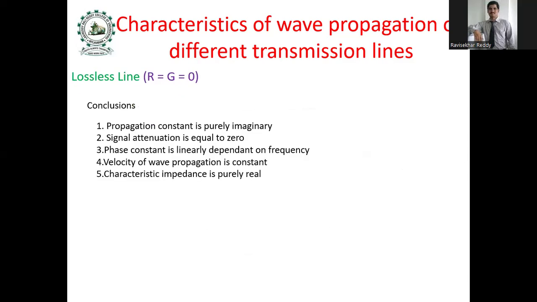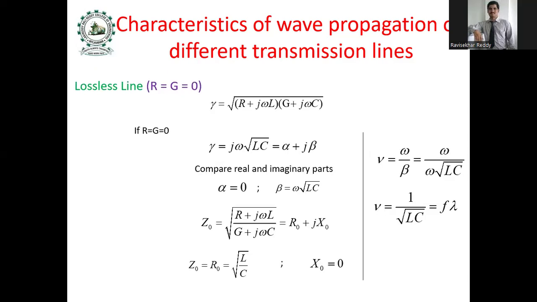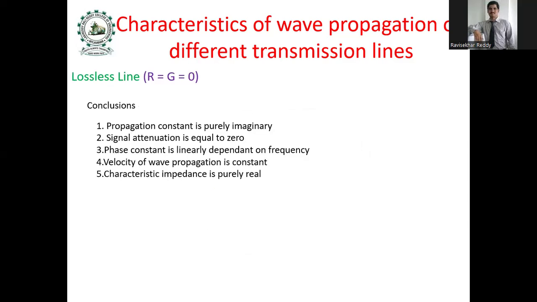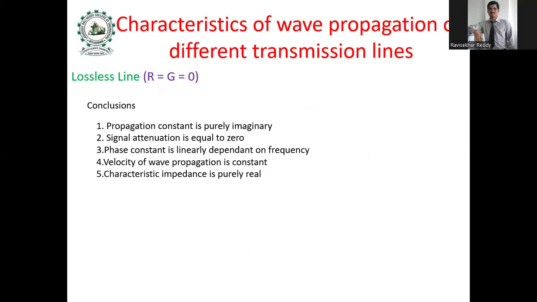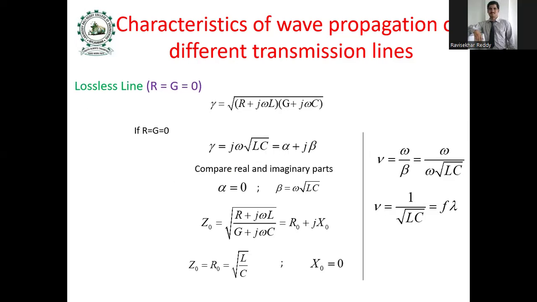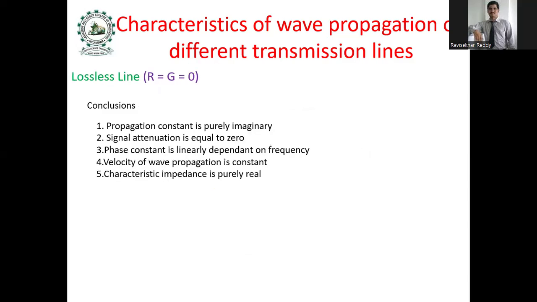Velocity of wave propagation is constant. V equal to 1 by square root of LC. So velocity of wave propagation is constant, independent of frequency. Characteristic impedance is purely real. Z0 equal to square root of L by C. It is purely real.